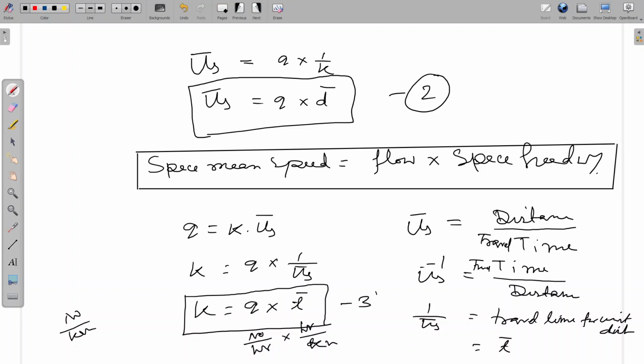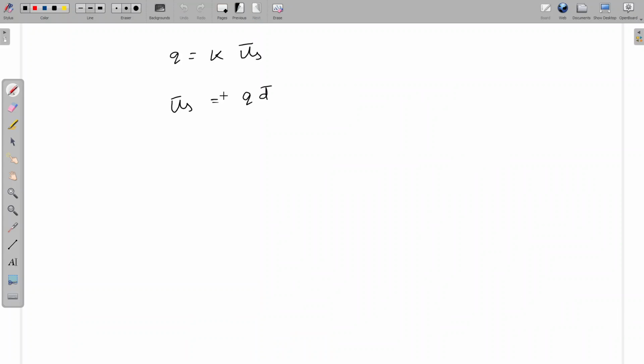So what we know is that space mean speed is equal to flow into space headway. The same thing I am writing here. This was equation number 1, space mean speed equal to flow into space headway. So what does it indicate? It indicates that space headway is equal to space mean speed into 1 upon Q.